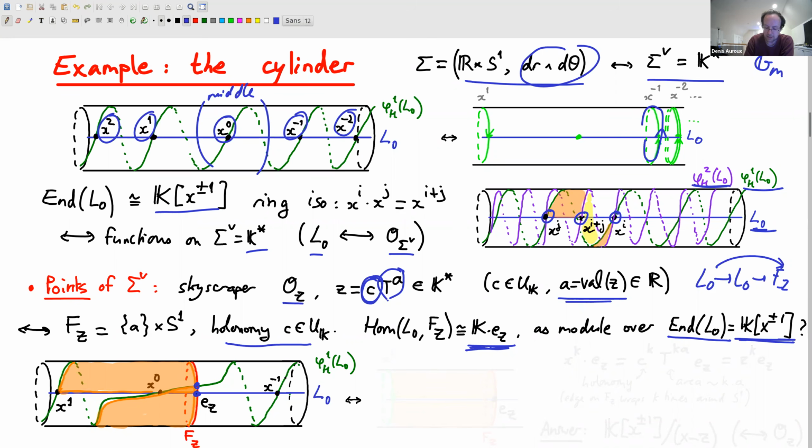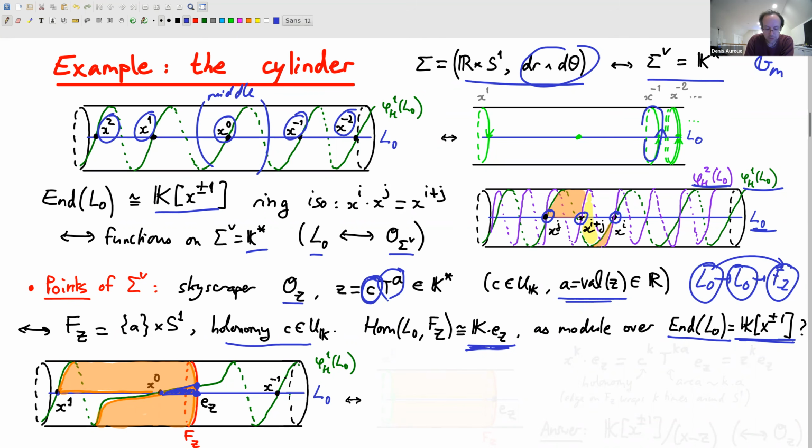And so for that, I look at my picture, which now has two copies of L0, one of them wrapped in relation to the other, and a copy of F sub z. And then I need to look for triangles connecting them. So for example, x to the 0 just has this little triangle that goes like that and maps e_z to what used to be e_z under just the slight isotopy here. Well, it's not very surprising because x to the 0 is meant to be 1, which should act by identity.